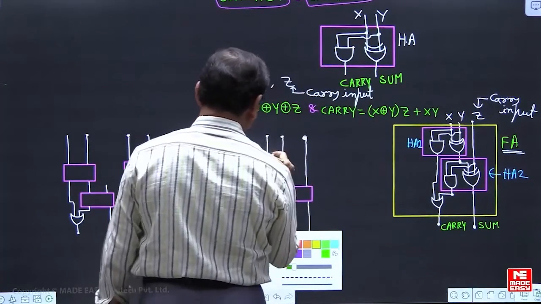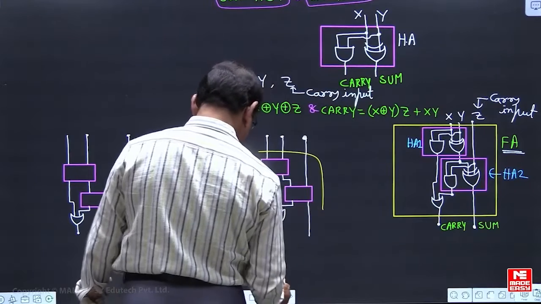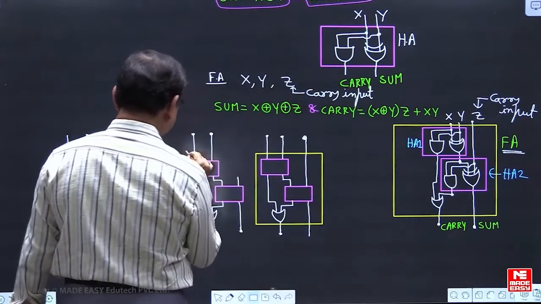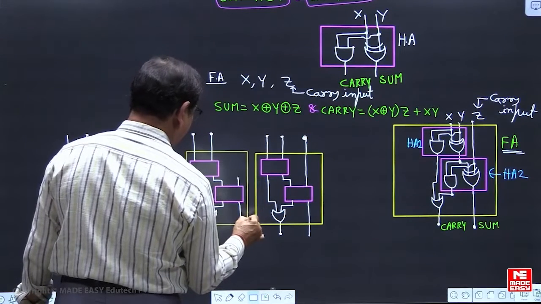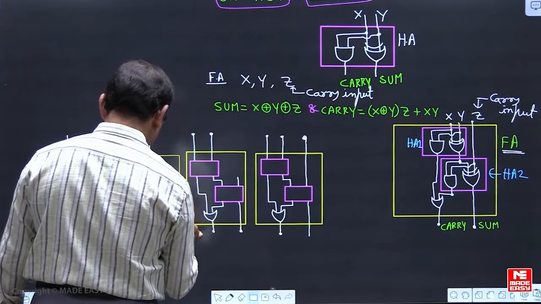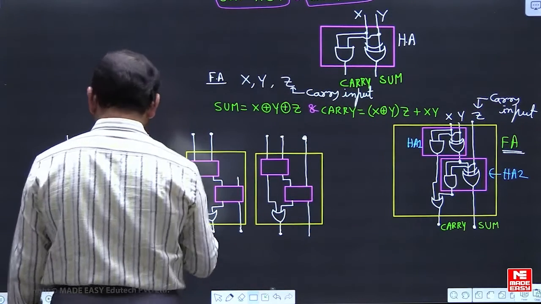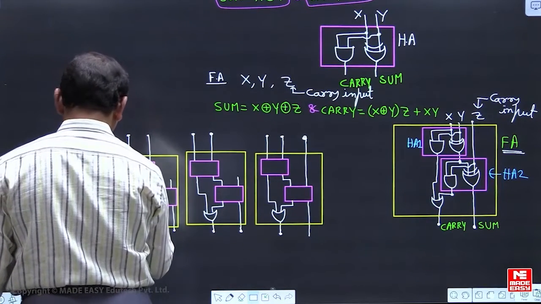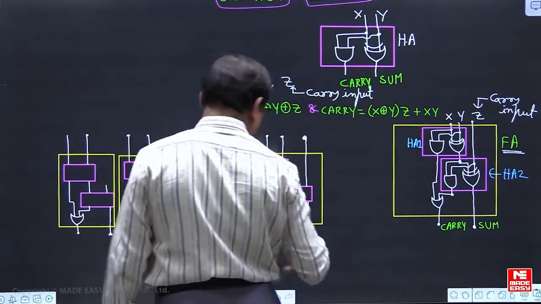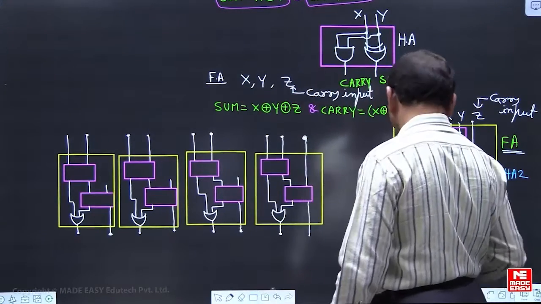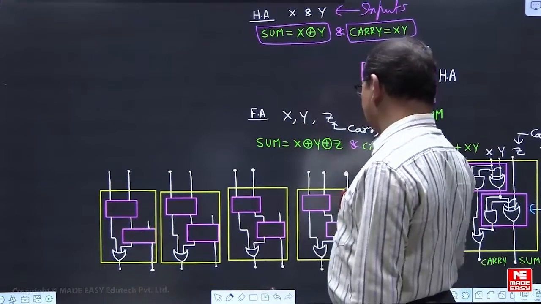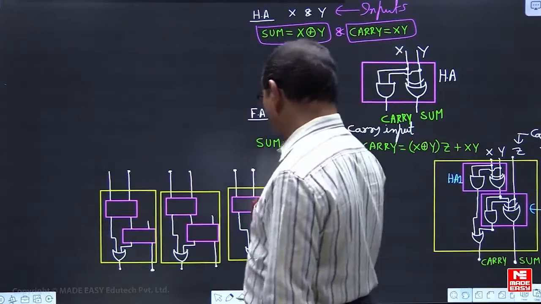So based on this description, this is one full adder. This is another full adder. This is another full adder. This is another full adder. So for a 4-bit ripple carry binary adder, 4 such full adders are required.